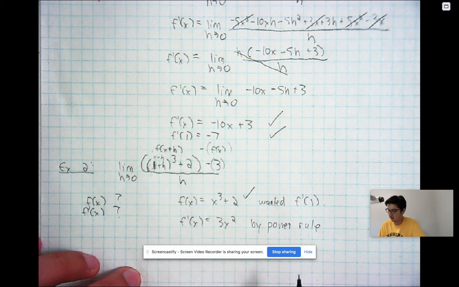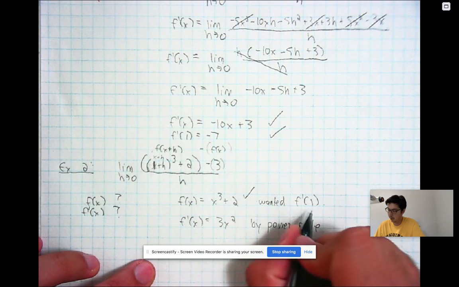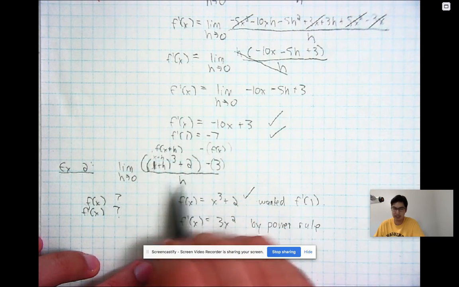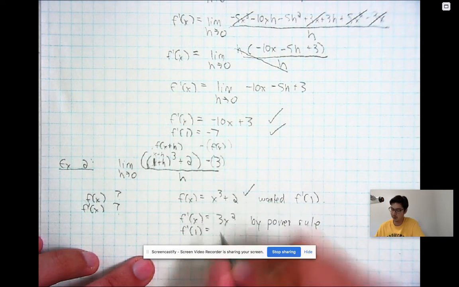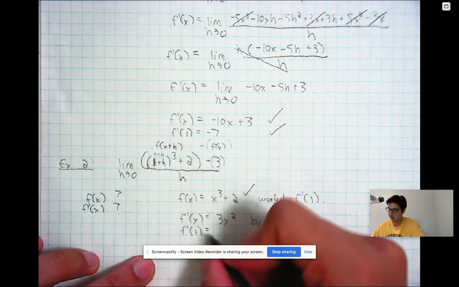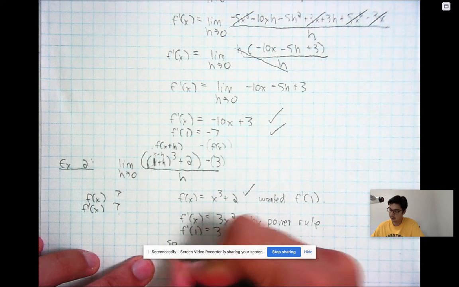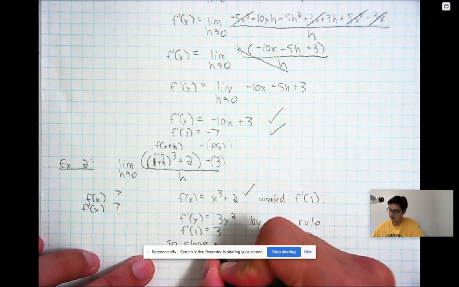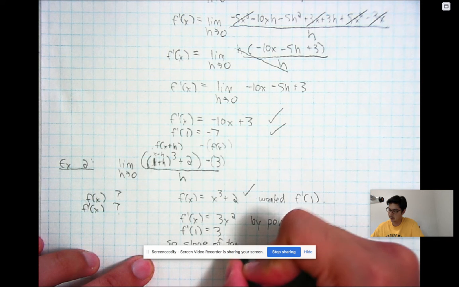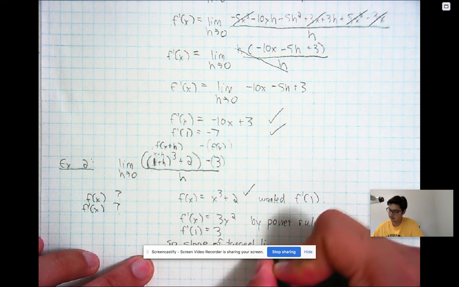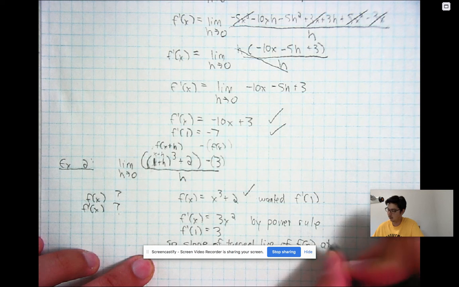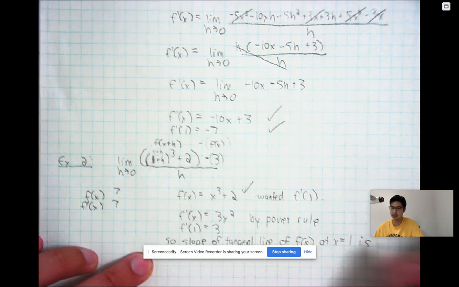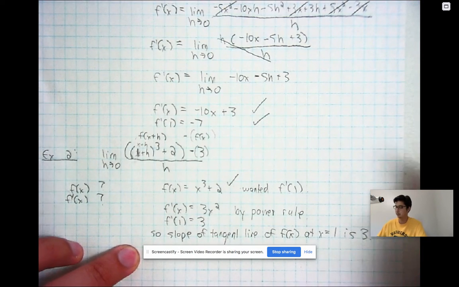So at 1, if they wanted to know what the function was at 1, they could simplify this if they wanted to, but with the power rule, we already know what the slope function is, so by plugging in 1, we'll get 3. So the slope of the tangent line of f of x at x equals 1 is 3.